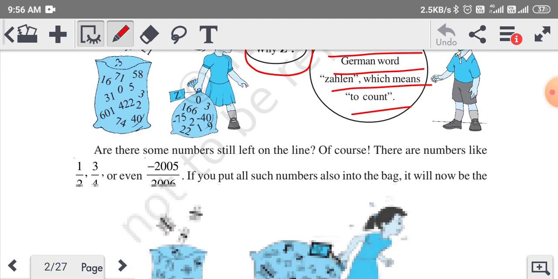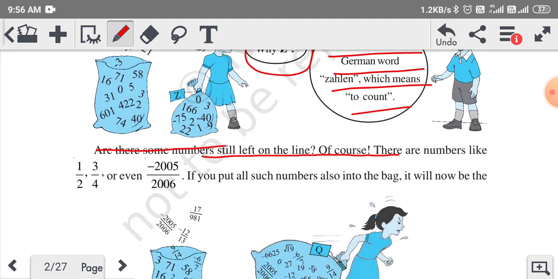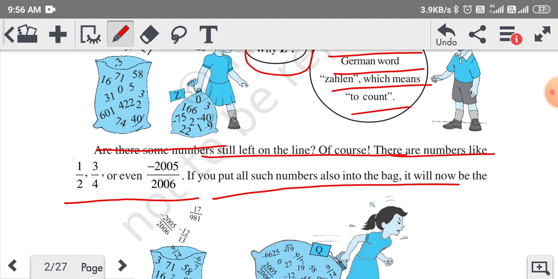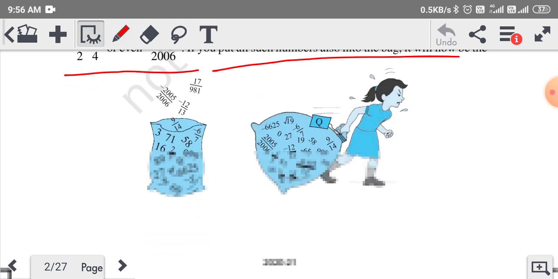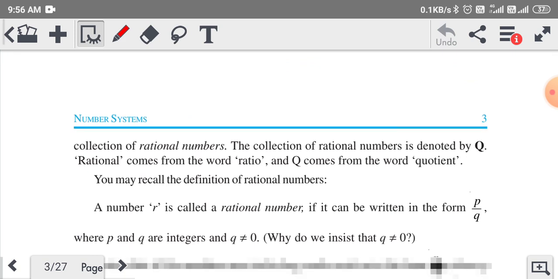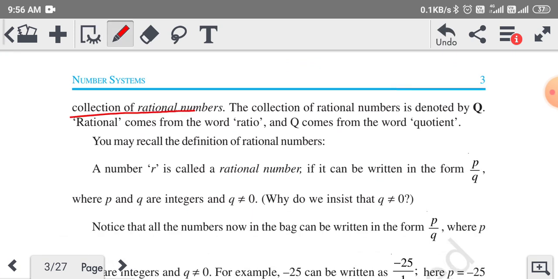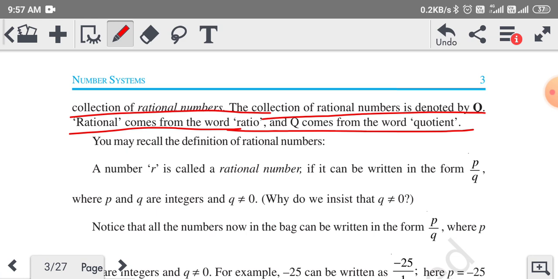Are there some numbers still left on the line? Of course there are numbers like 1 by 2, 3 by 4 or even minus 2005 by 2006. If you put all such numbers also into the bag, it will now be the collection of rational numbers. The collection of rational numbers is denoted by Q. Rational number comes from the word ratio and Q comes from the word quotient.